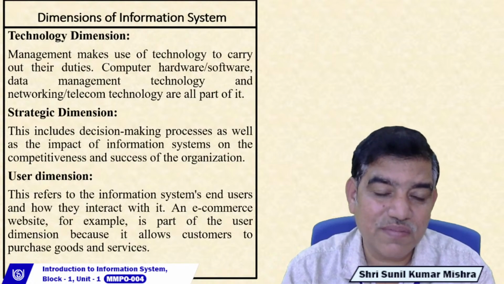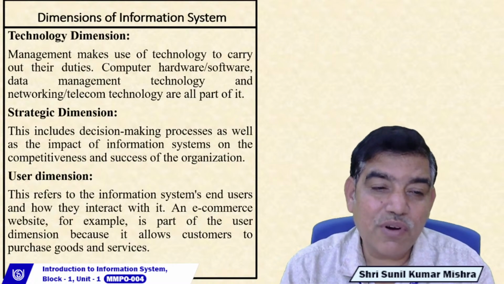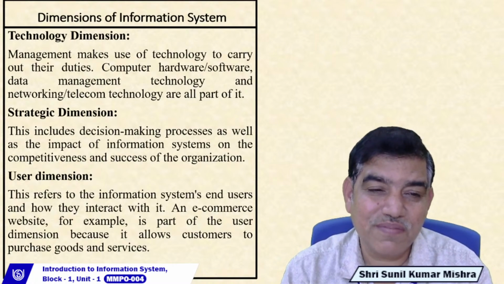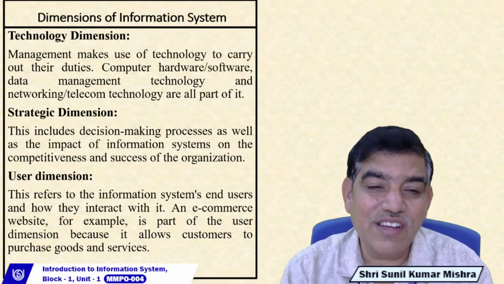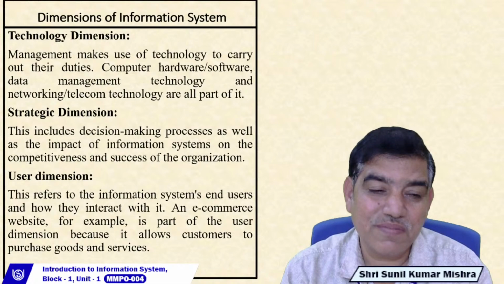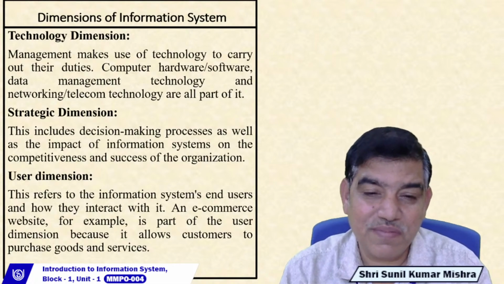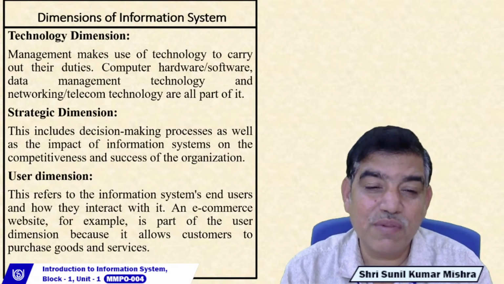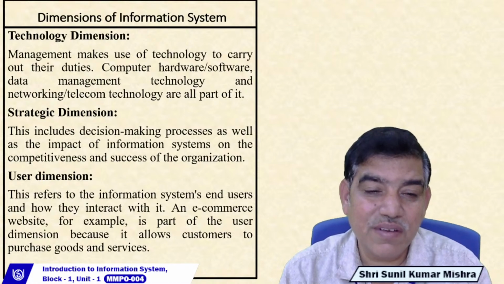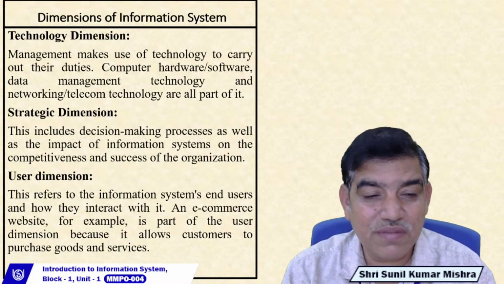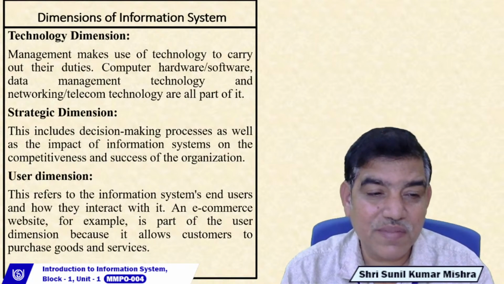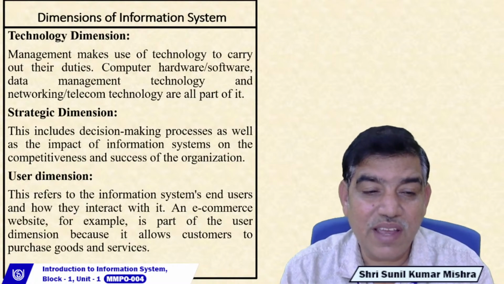Then the user dimension. User is the important part of the information system because the user always interacts with the information system. User means who interacts with the information system. The user may be a low-level employee, maybe a customer, maybe a manager, or maybe the top-level people. So what happened? This refers to the information system and users and how they interact with it.